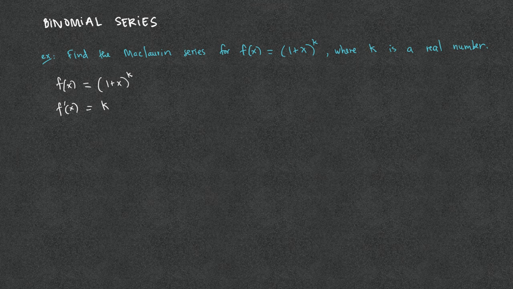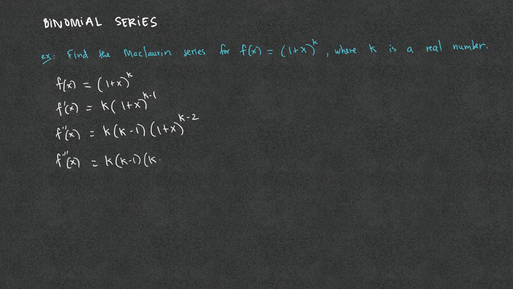The first derivative is k times 1 plus x to the k minus 1. The second derivative is k times k minus 1 times 1 plus x to the k minus 2. Using the power rule, the third derivative is k times k minus 1 times k minus 2 times 1 plus x to the k minus 3. We see that there is a pattern here. The nth derivative, we end up with the power k minus n.